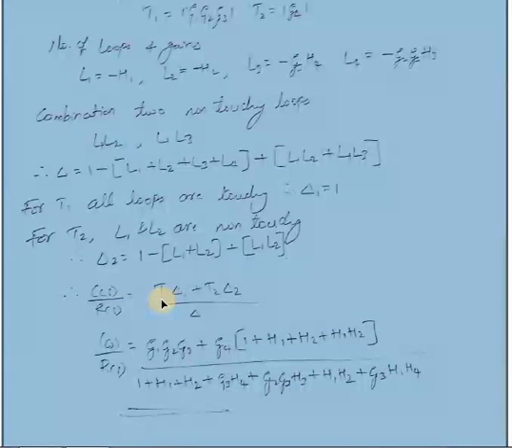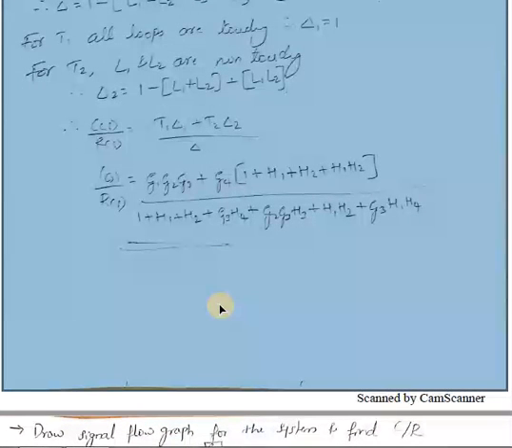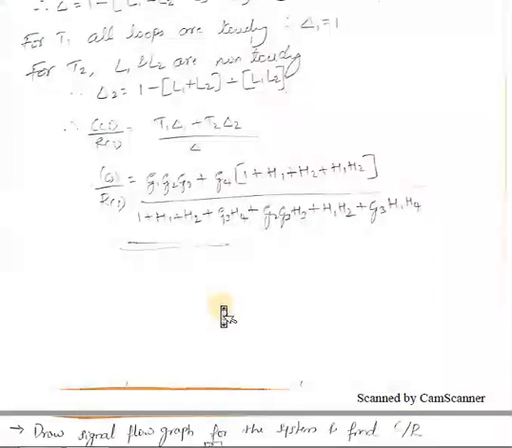Then you have to write C of S by R of S equals T1 into delta 1 plus T2 into delta 2 divided by delta. Substitute their respective values, and you will get the transfer function.